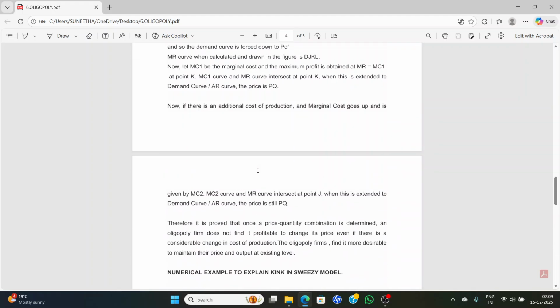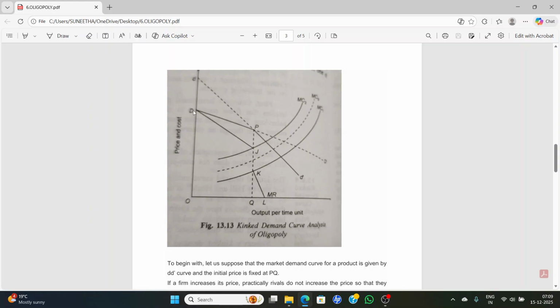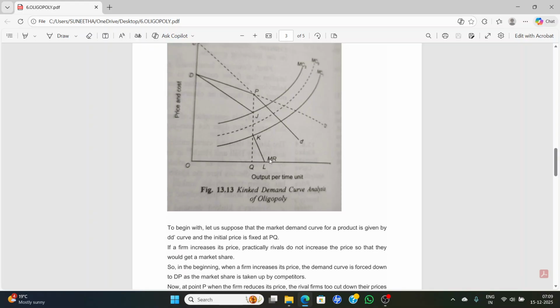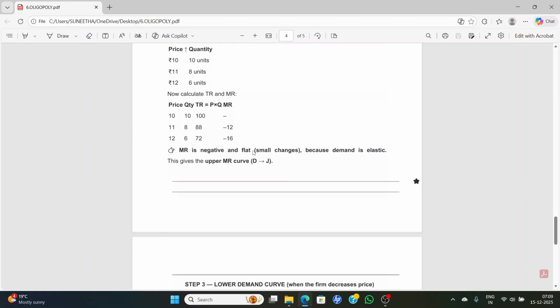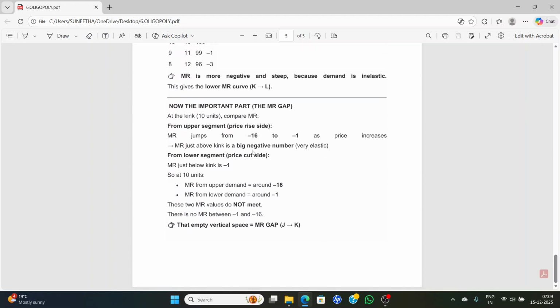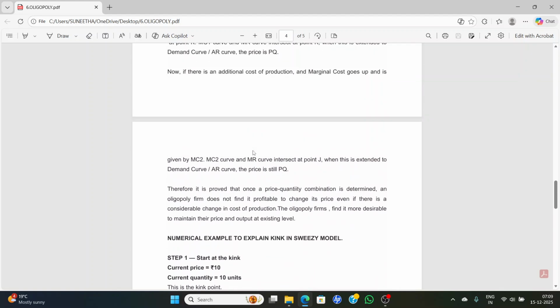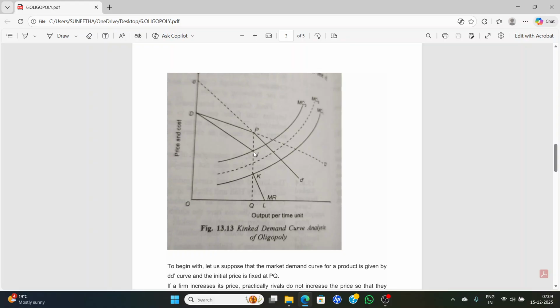So now this is discontinuous. Here it is minus 12 and minus 16, DJ is minus 12 and minus 16, and KL is minus 1 and minus 3. There is no continuity between the two parts, and that's the reason why you get a dotted line. They're not joined, they're disjoint. So that explains the gap over here, the MR gap.